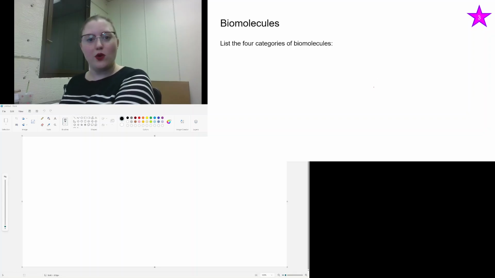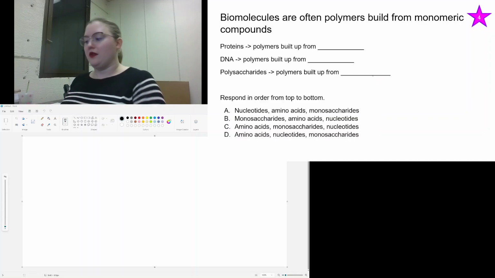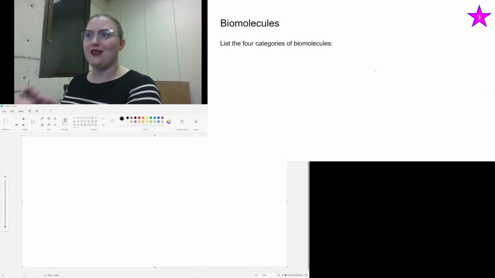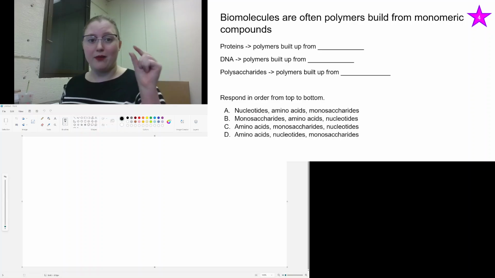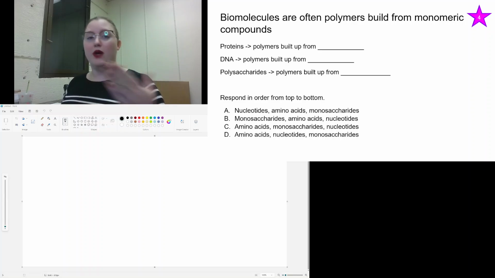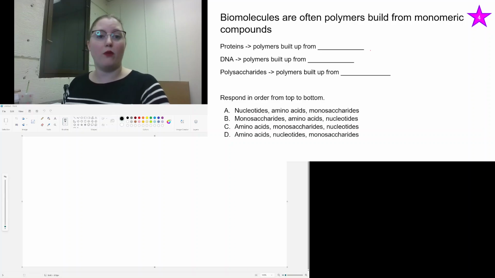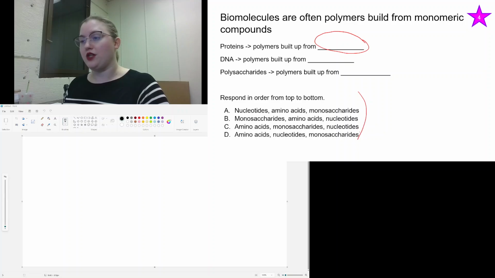Okay, so let's go over our biomolecules. Answer this question real quick. It is the 4 categories of biomolecules. Now, biomolecules are typically polymers. They are molecules made up of smaller pieces, so polymers made of monomers. For proteins, the monomer is what? For DNA, the monomer is what? And for polysaccharides, the monomer is what? Okay, so go ahead and answer that question here.